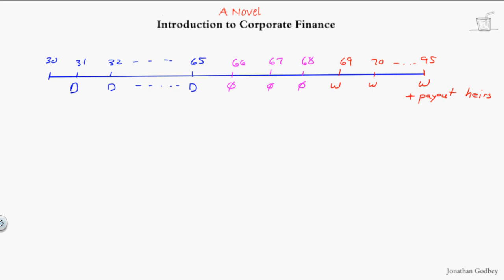Well, just the general setup. N is 35 payments here. The interest rate is 6%. The present value is the value in year 30. The future value is the value in year 65. The payment is the deposit.